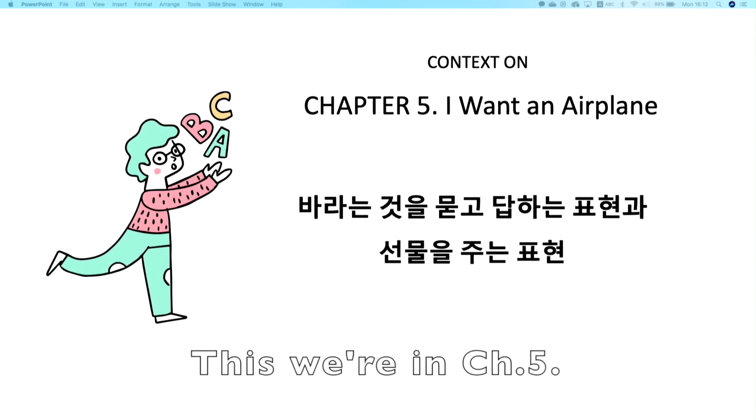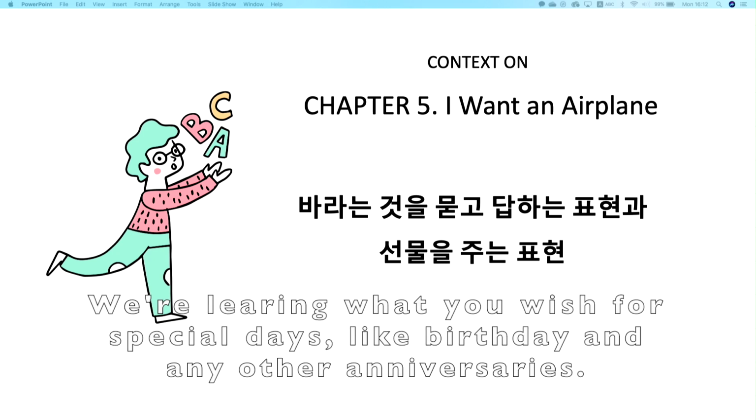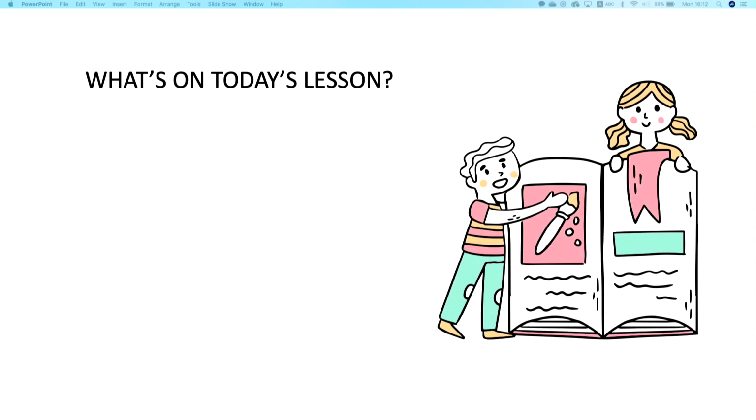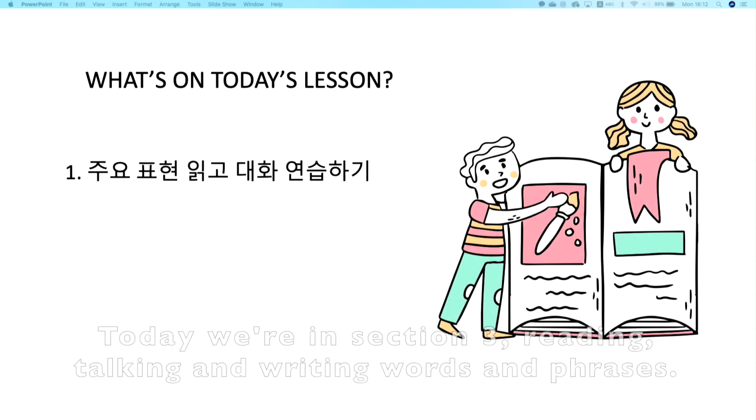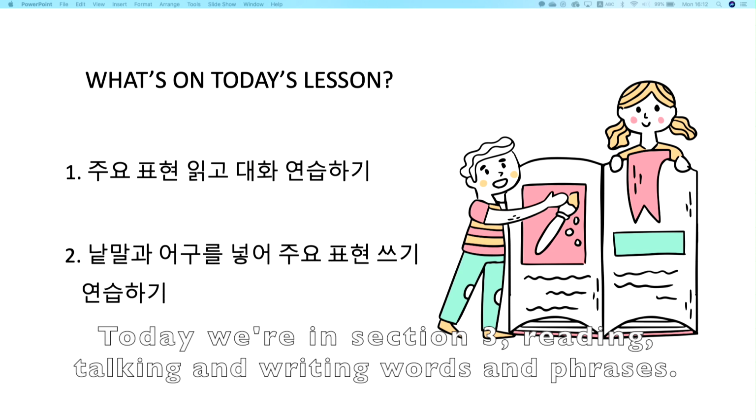This week, we are in Chapter 5, I Want an Airplane. We are learning how to say what you wish for special days like birthday and any other anniversaries. Today, we are in Section 3. It's for reading, talking, and writing words and phrases.